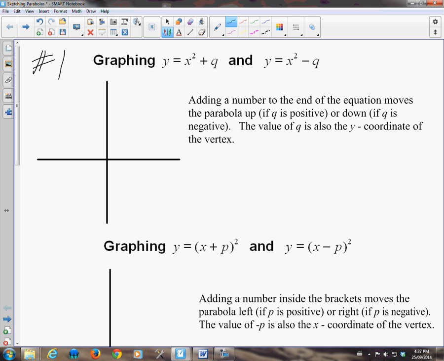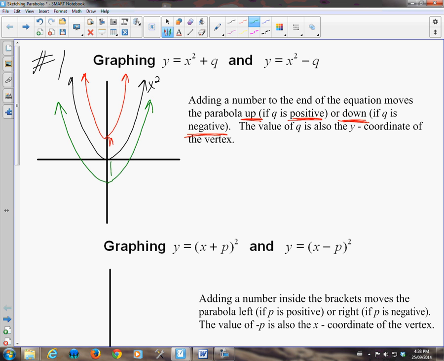when you're graphing a quadratic and you add or subtract a number at the end, it will move the parabola up if the number is positive, or down if the number is negative. So if you have your basic x squared graph with a vertex at 0, 0, a positive number added at the end will move that graph up, and a negative at the end will move that same shape down.